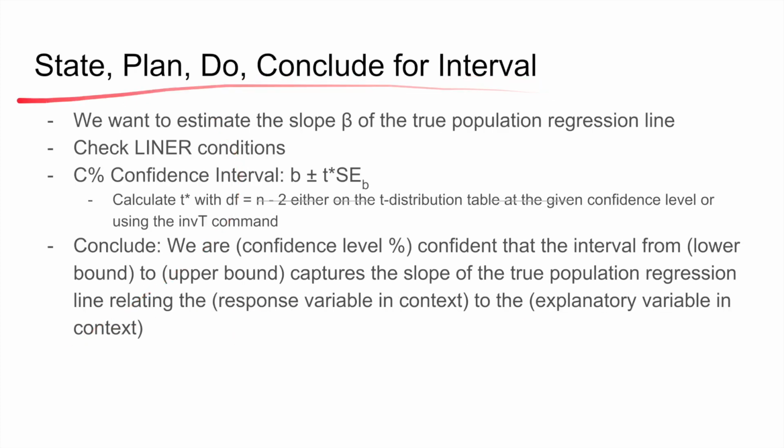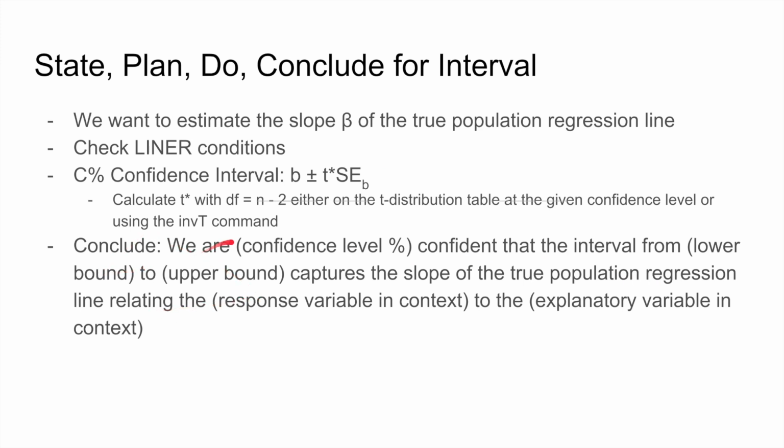So for intervals, it's a bit different. For the state, we want to estimate the slope beta of the true population regression line. Plan, it's the same. We just have to check the linear conditions. For do, we have to find a C percent confidence interval using this equation, B plus or minus T critical value times standard error of B. Here you calculate the T critical value with degrees of freedom n minus 2, either using a T distribution table or using the inverse T command. And then you just plug everything you know in, and you find the lower bound and upper bound.